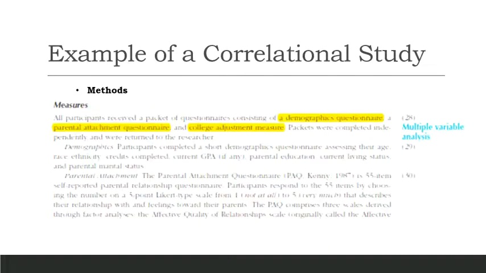Next is you can see the multiple variable analysis being applied in the method. So you would have procedures, and then you would have process, and then you would have measures. All of these measures are being taken in order for the researchers to control statistically in terms of the variables. So the researcher had provided a demographics questionnaire, a parental attachment questionnaire, and college adjustment measure. So based on these variables, the researcher is trying to look for the influence of parental attachment on college adjustment, but the variables would be on the Black, white, and Hispanic or Latina women.